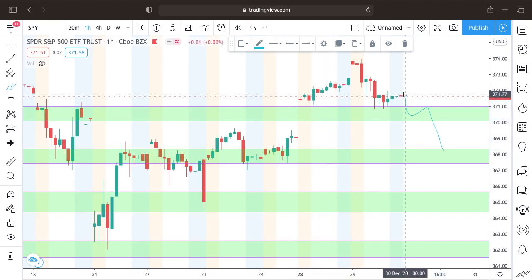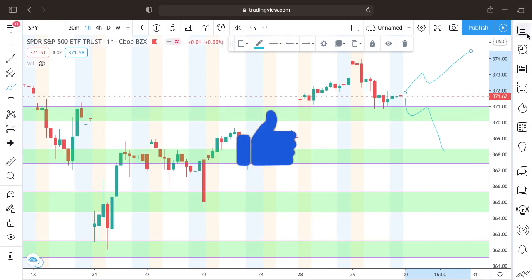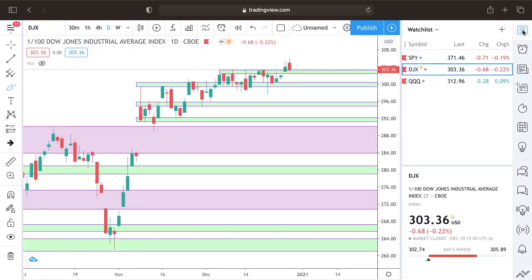So if prices break to the upside, I want to see prices breaking above that level, then find support, and then continue to move upwards. That's my technical analysis for the S&P 500. The next one that we'll be taking a look at is the Dow Jones. And we'll go on to the daily time frame, and let's minimize this tab.